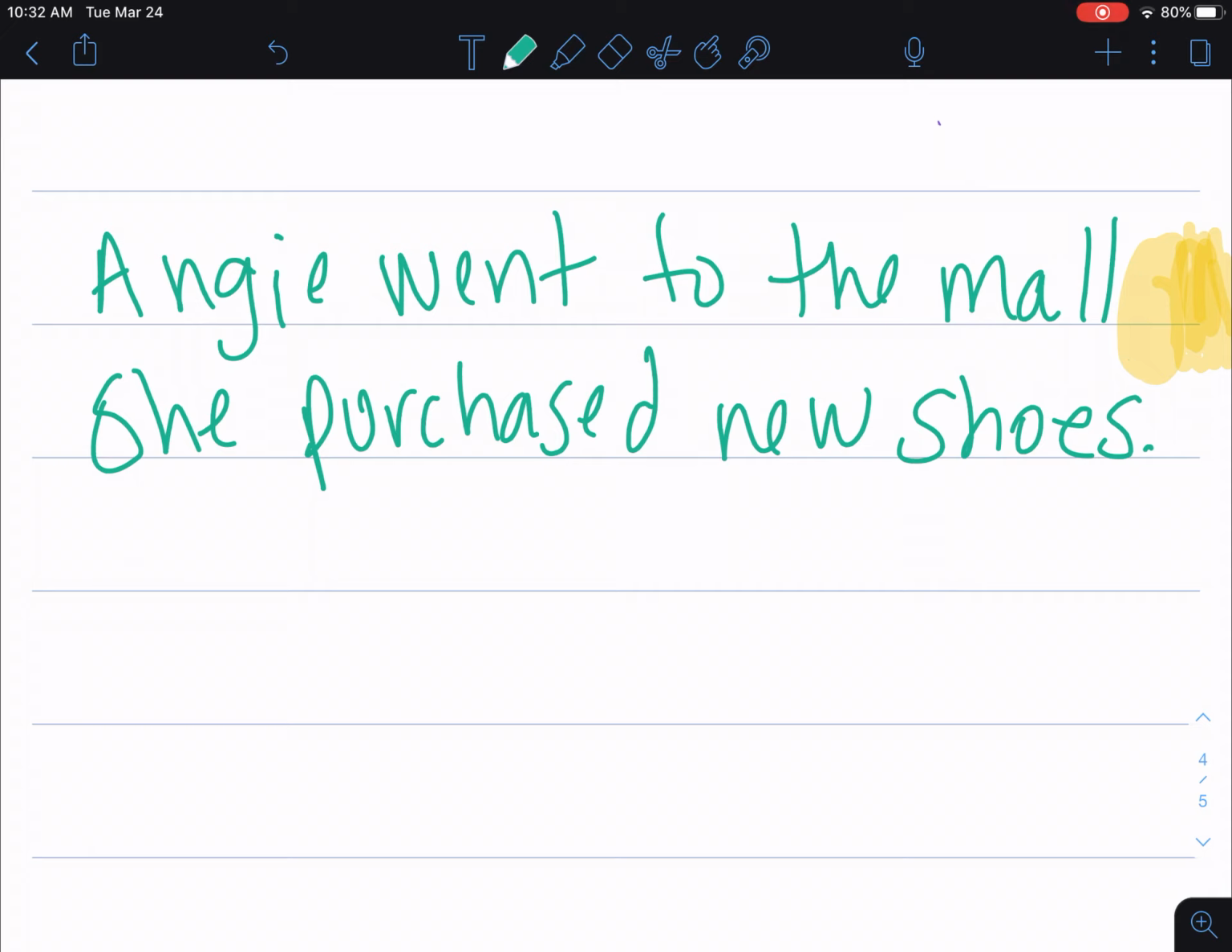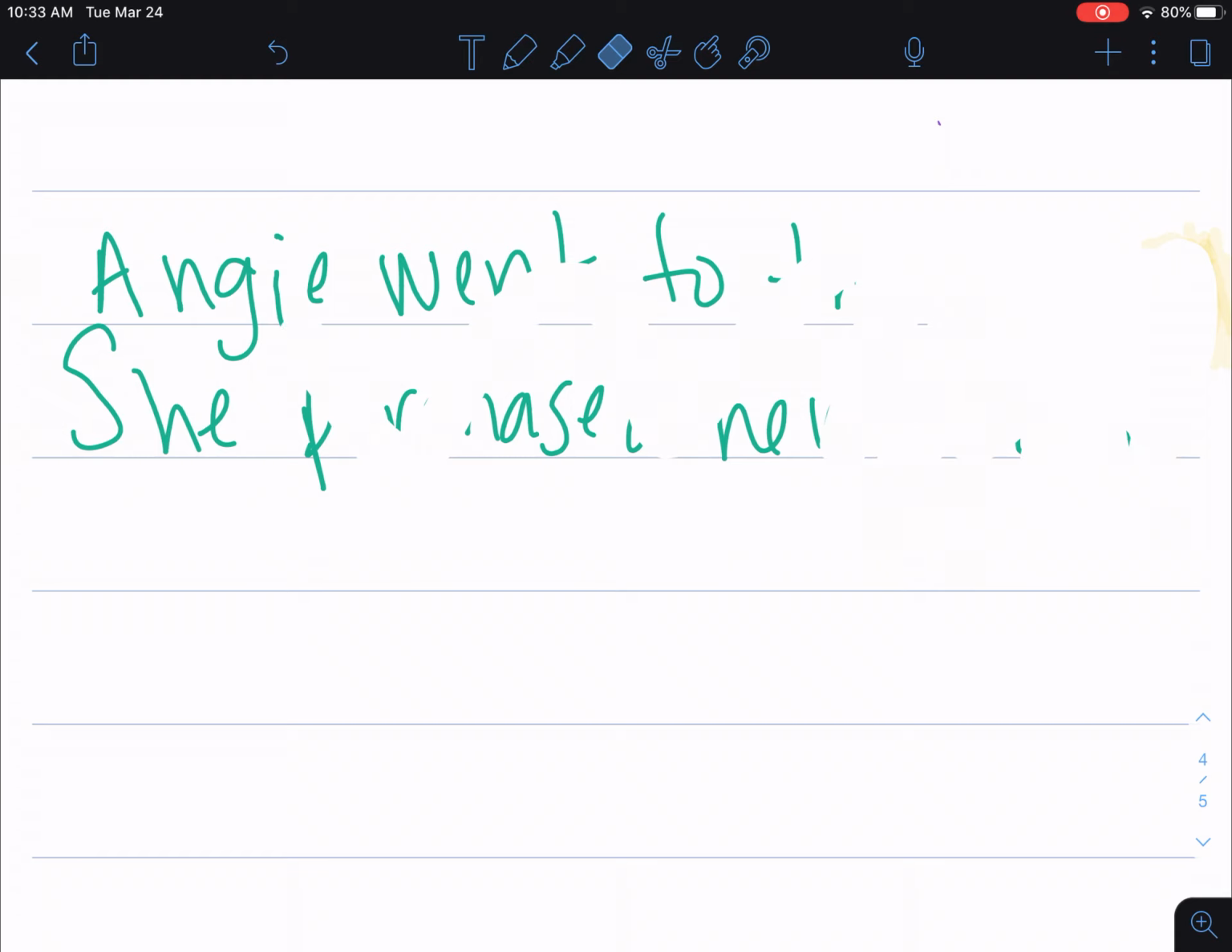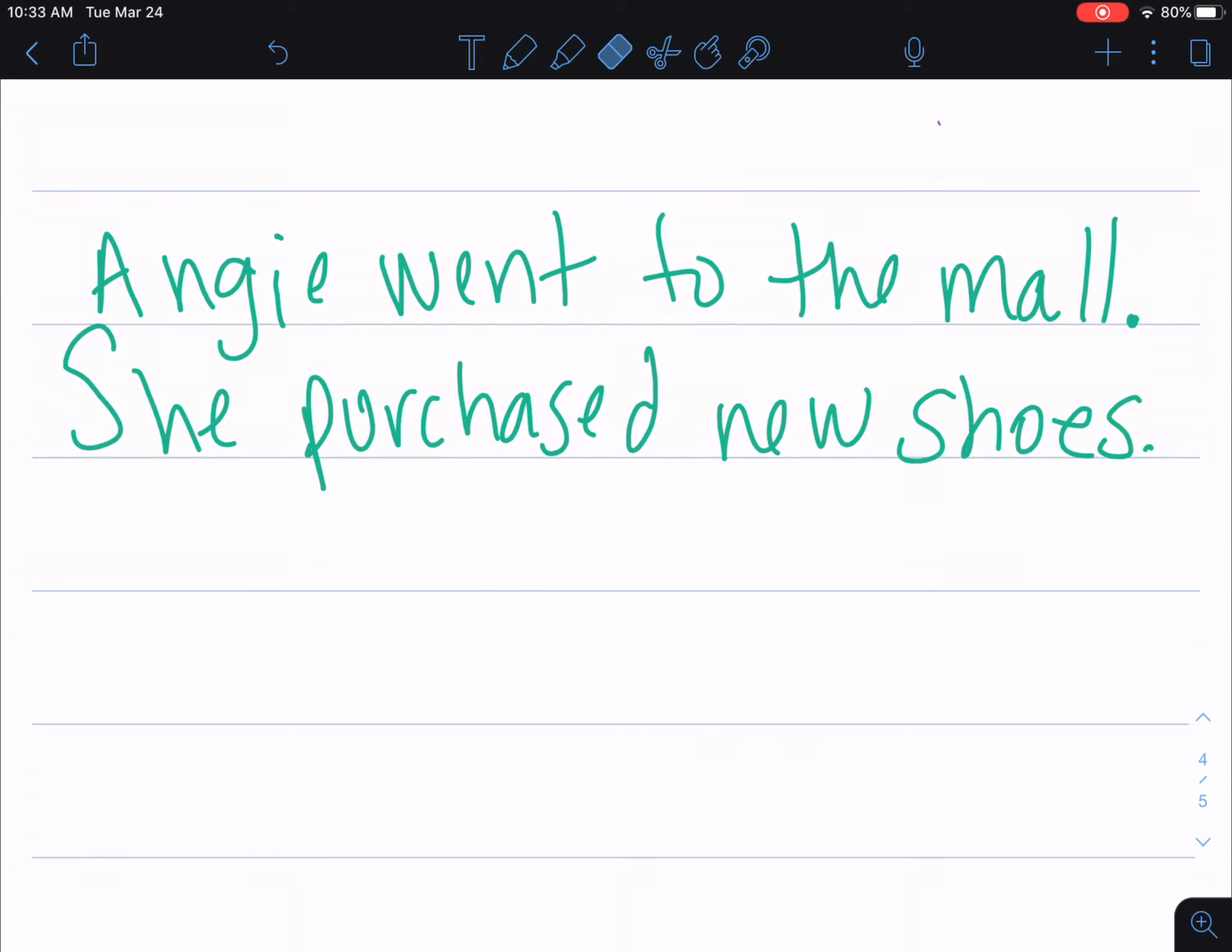Or you can do a comma and a fanboy. Angie went to the mall, comma, and she purchased new shoes. Or if you're getting super, super fancy, you can just put a period and capitalize that S. Angie went to the mall, period, she purchased new shoes. So those are a couple of different quick explanations of run-ons, fragments, compound sentences. Remember, you have your Google slide presentation.